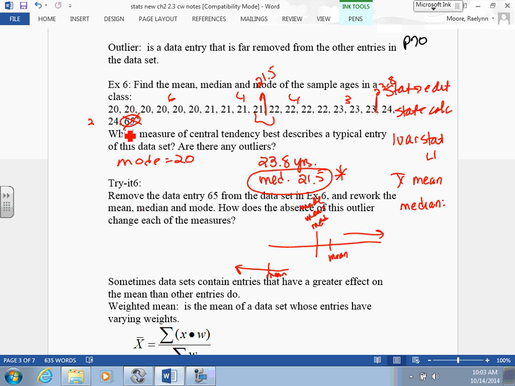They have a relationship. So did anybody put this in your calc? Everybody put it in? Put it in without the 65 and let's see what your mean is. Did your median change? Your median might change because we removed a number. It'll be 21. Your mode, did your mode change? No. Nope. We still have all those 20s. And your mean's going to change.